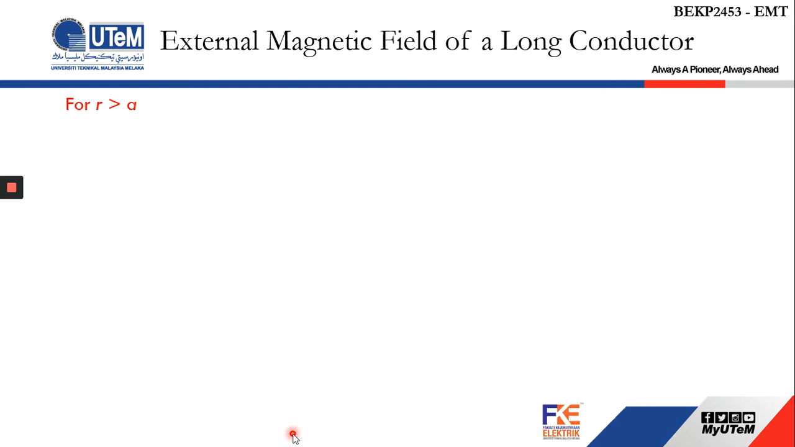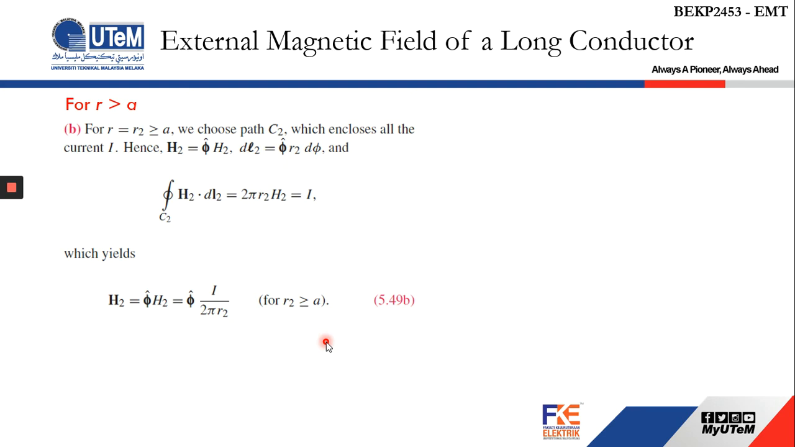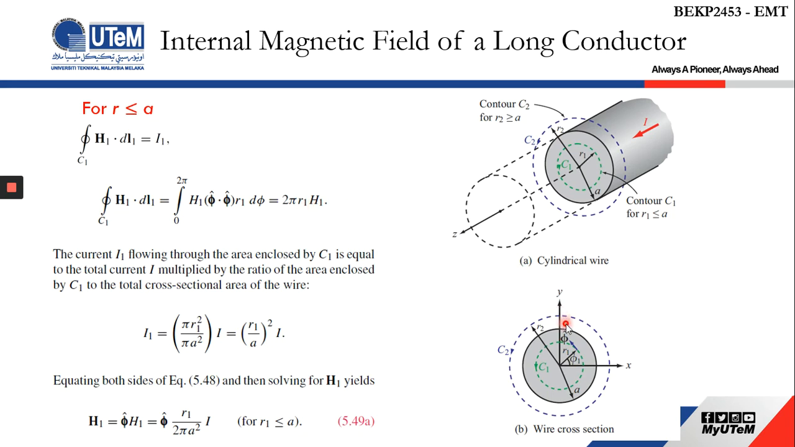So let's look at the second condition, if the distance R is larger than the radius. If the distance is larger, we still get the same format of the equation. The integral of H2 dL2 equals 2 pi R2 H2 equals I. But now the difference is, if we refer to the previous figure, now if R is larger than A, then we refer to this blue or purple dashed line. So even as the size of this circle becomes bigger, the total current does not change. The total current is always the amount of current flowing inside this conductor, no matter how large this circle is. This is different from the previous case where R is smaller than A. As R1 increases, the current increases until it reaches the maximum value when R1 equals A.